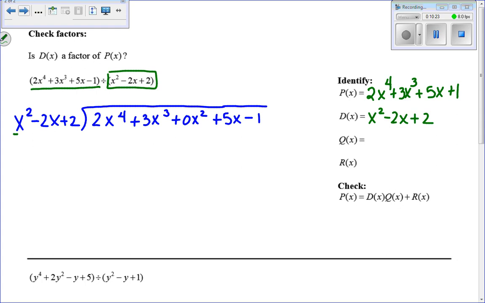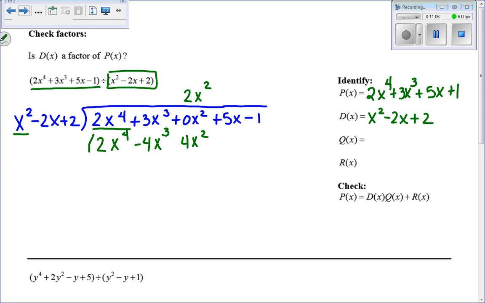What do you multiply x squared by to get 2x to the 4th? Okay, that's going to be 2x squared. If I didn't write that 0x squared, I would have nowhere to put the 2x squared, and I would get lost, and I'd get frustrated, and I would give up. And so instead, I'm going to write the 0x squared and have a place to put my 2x squared. Okay, so 2x squared times x squared is 2x to the 4th. Multiply 2x squared by negative 2x, and you should get negative 4x cubed. And 2x squared times positive 2 is 4x squared.